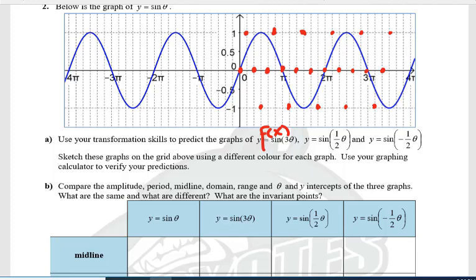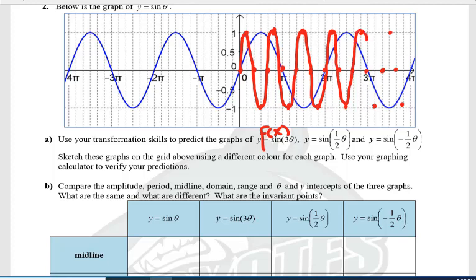I'm going to draw this first one, and then I'm going to erase it to draw the next ones. And it's going to do this super squished kind of graph. It's going to look like a regular sine graph, but it's almost like it's been horizontally stretched by a factor of 1/3, which is exactly what's happened. So that's been stretched by a factor of 1/3. That is y is equal to sine 3 theta. Are we good with that?